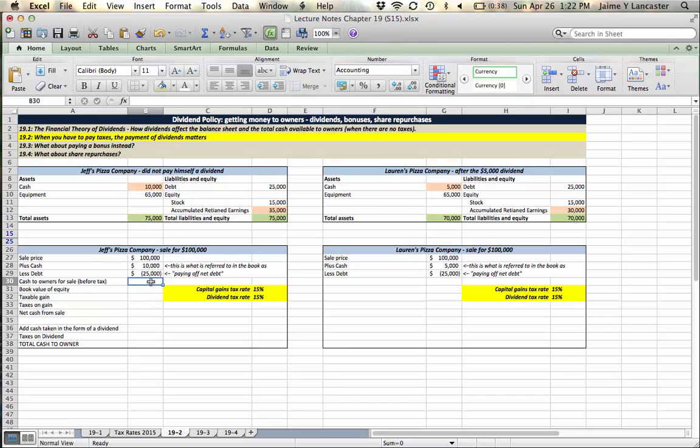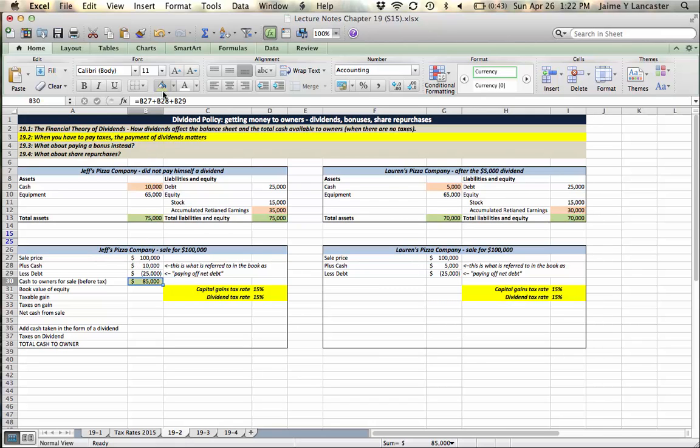So like we did in the previous tutorial, we're going to figure out how much cash Jeff would get if he sold his company for the enterprise value of $100,000. He's going to receive the $100,000 for the enterprise, plus the $10,000 for cash, and he's going to have to pay the $25,000 he owes in debt, right? This is what the text refers to as paying off net debt, but I'm trying to do it in a way that matches what we did in chapter 7. So he's going to receive $85,000 before taxes.